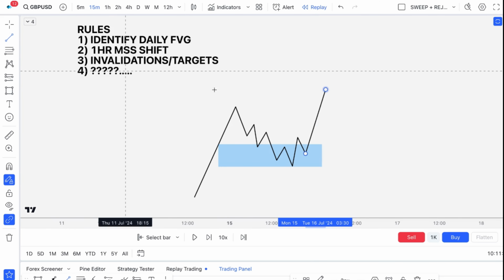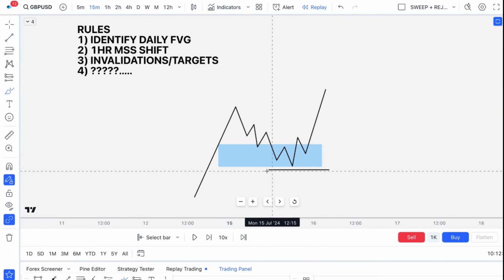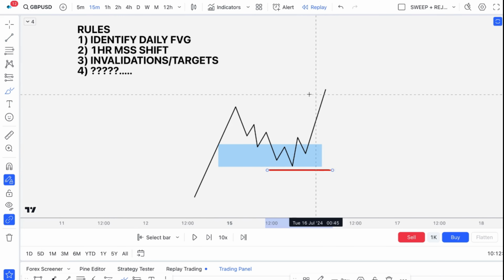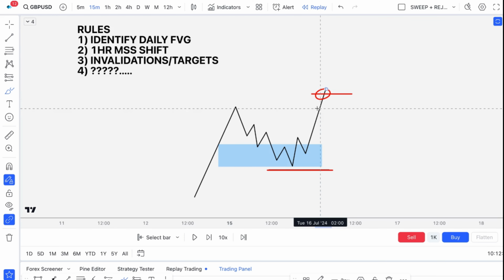In terms of an invalidation, number three, we're simply going to have an invalidation below the liquidity sweep, so below right here, below the market structure shift, and then we're going to look to target around a 1 to 2 risk to reward. And this question mark right here, number four, is simply up to yourself. Okay, this strategy works very, very well with taking targets off at around a 1 to 2 risk to reward.